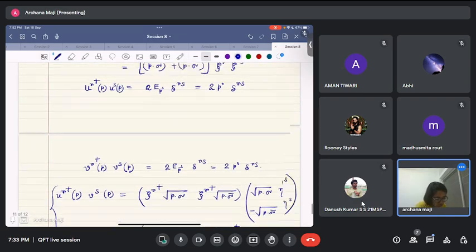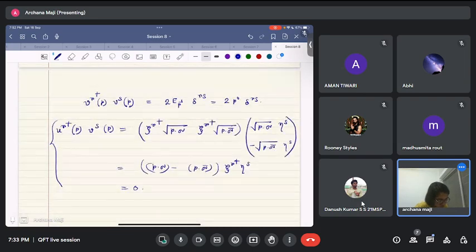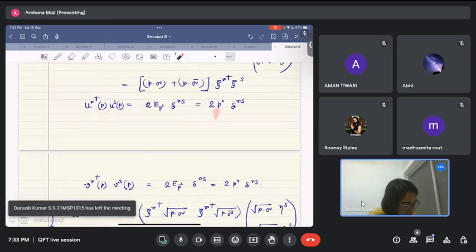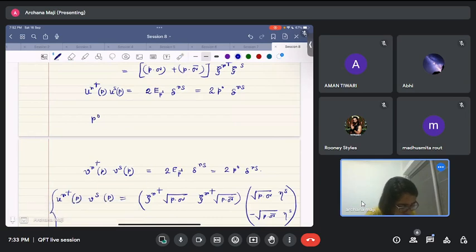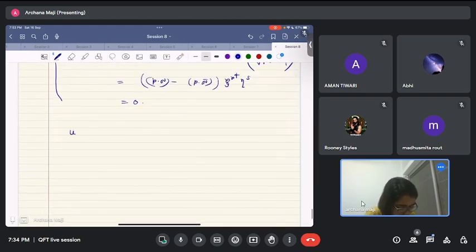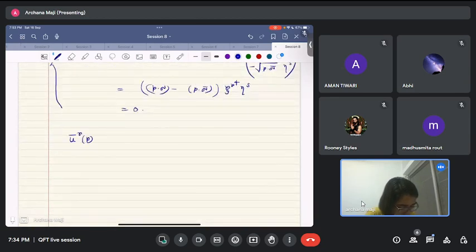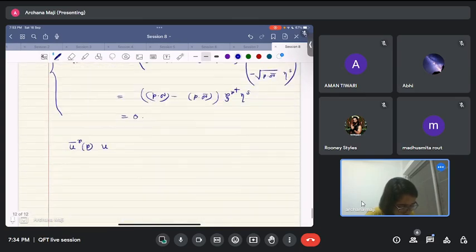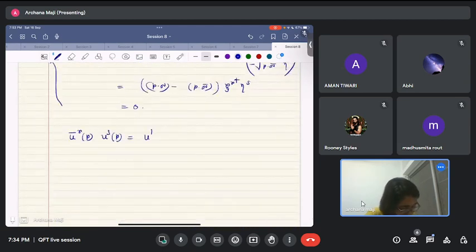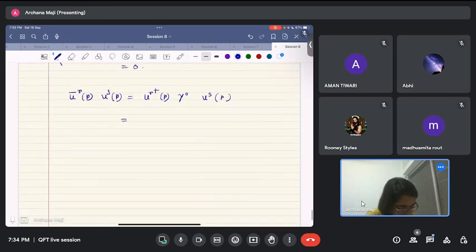Okay. Now one thing you note is that this normalization depends on P0, but P0 depends on the frame of reference. So this normalization is not a Lorentz invariant concept. Lorentz invariant normalization would be U bar R, as we saw for the Dirac spinor as well, U S. So this is U dagger gamma 0 U S.